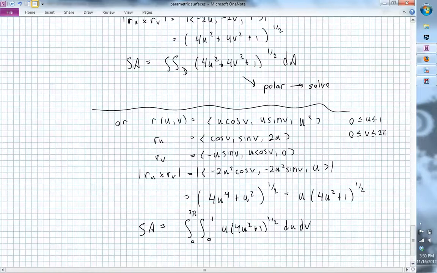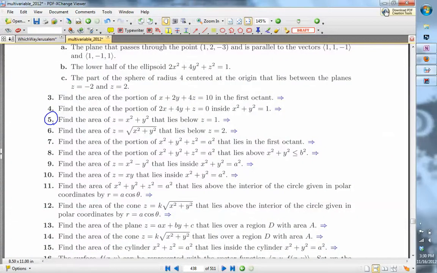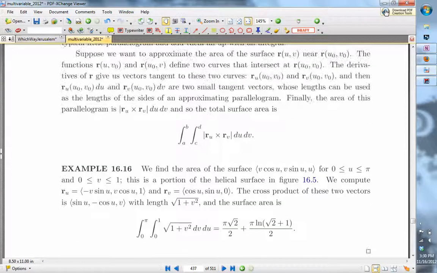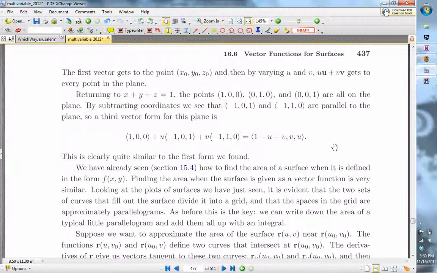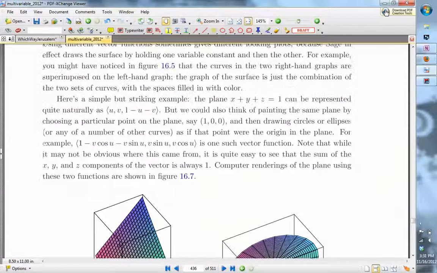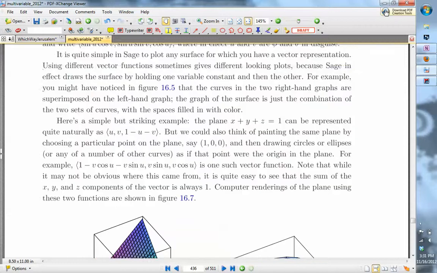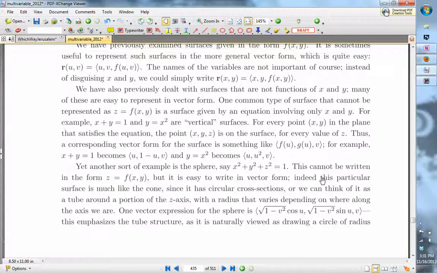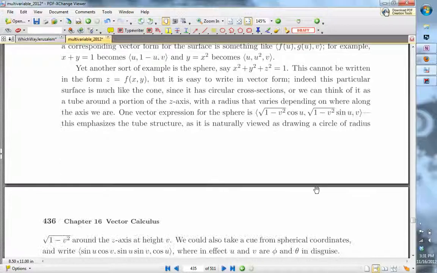I didn't get a chance to talk about parametrizing planes. I'm going to briefly just point you to it, and I'll let you read it.